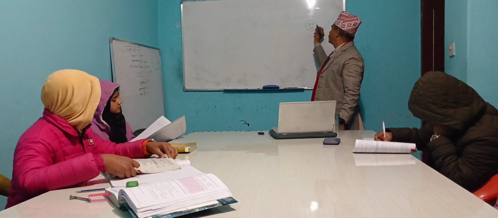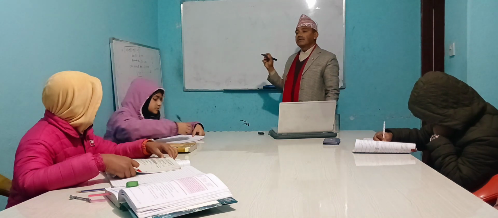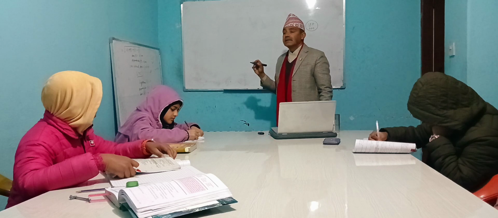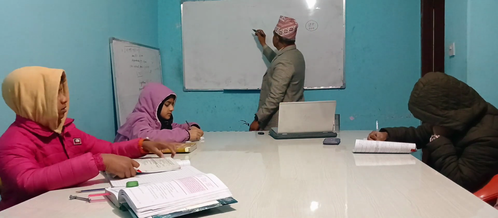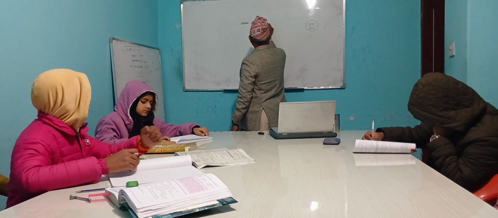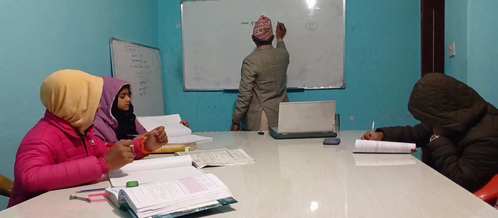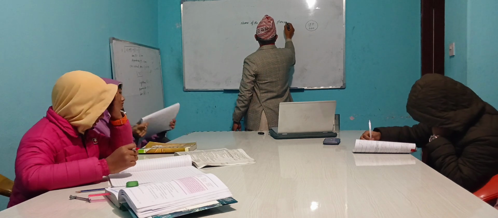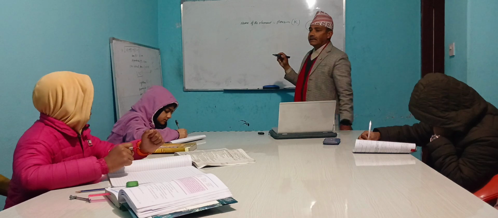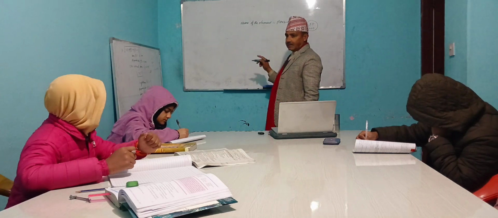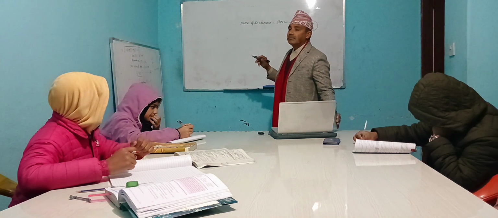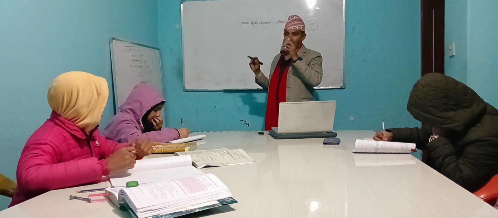19 protons means the atom or element with atomic number 19 is potassium. Then the name of the element? Potassium. We write the short form, K, right? The short form of potassium is K. The short form of potassium is not P. P is the short form of phosphorus.